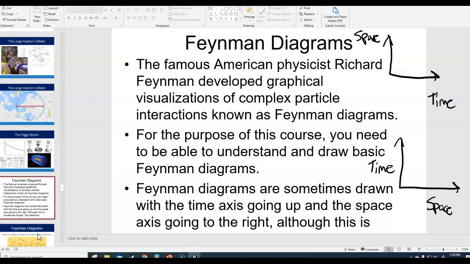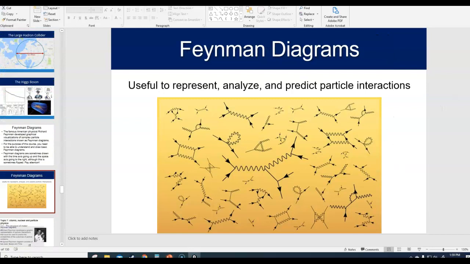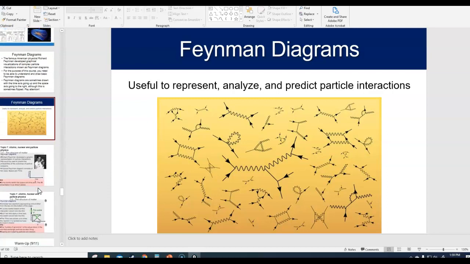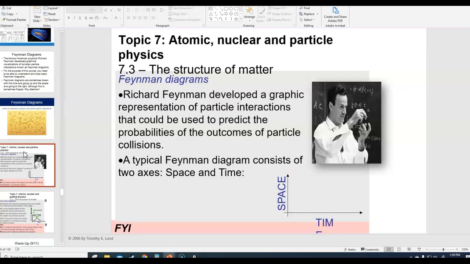Okay, so these are just a whole bunch of different Feynman diagrams, and at first it looks like a bunch of arrows and squiggly lines, which it is basically. But as we go through, hopefully you get a better understanding for what different things represent. Okay, so again, the physicist Richard Feynman developed this graphical way of representing particle interactions that could be used to predict the probabilities of the outcomes of particle collisions.